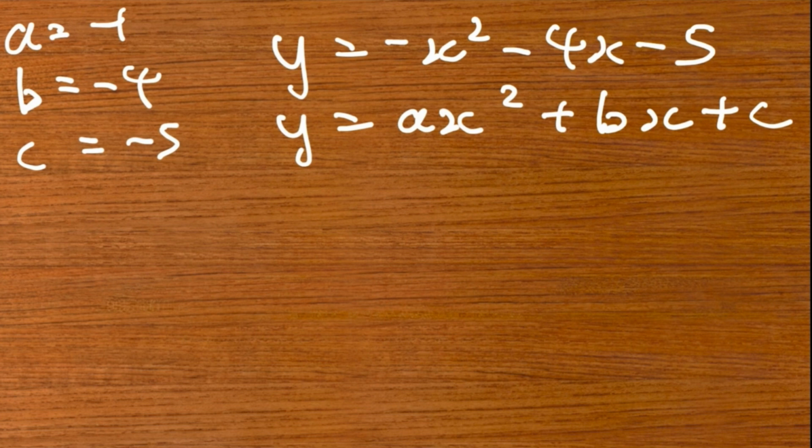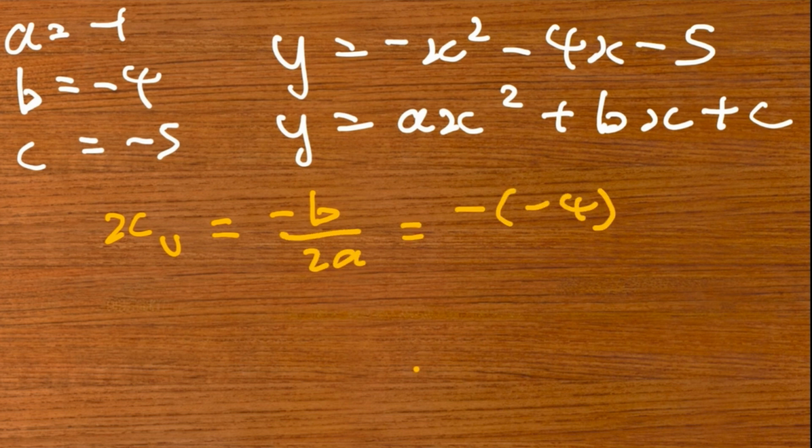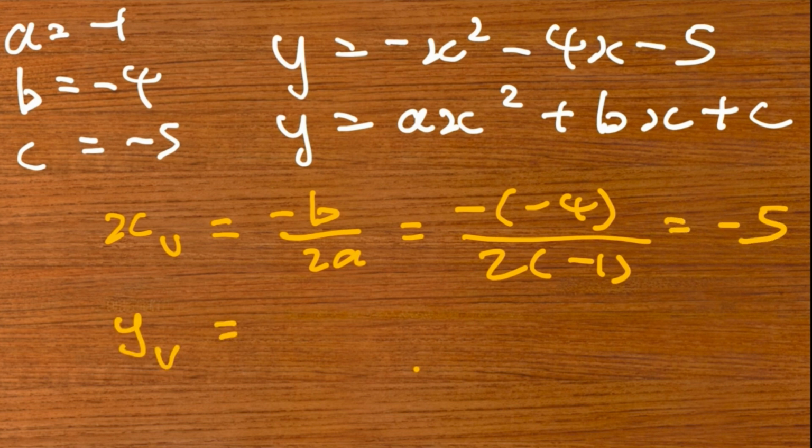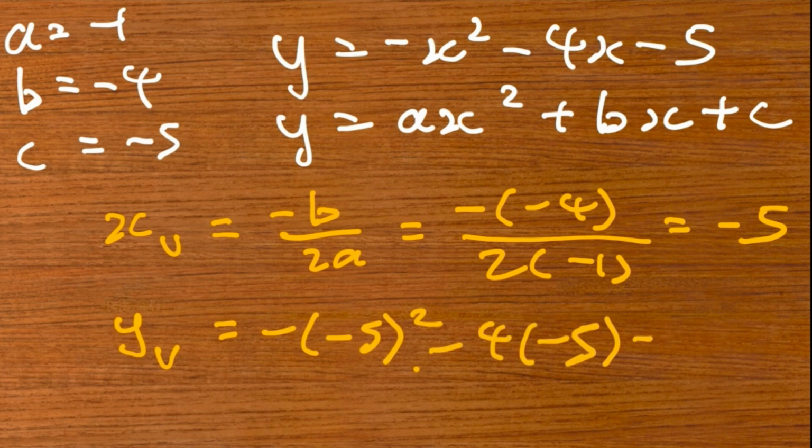Now let's move on to find the vertex. The x-coordinate of the vertex is equal to -b over 2a. Substituting in the values carefully, we get -2. To obtain the y-coordinate of the vertex, we will substitute -2 back into the quadratic equation, giving us -1. So the vertex is (-2, -1).